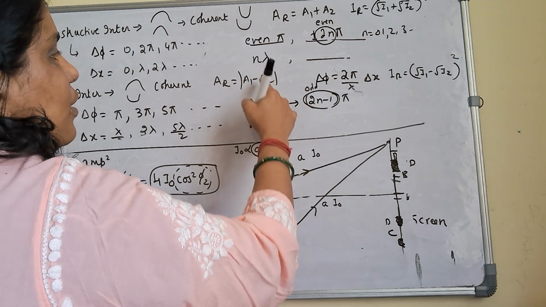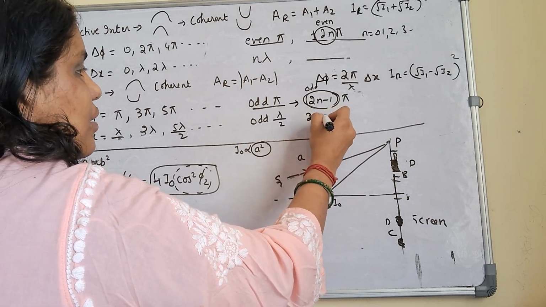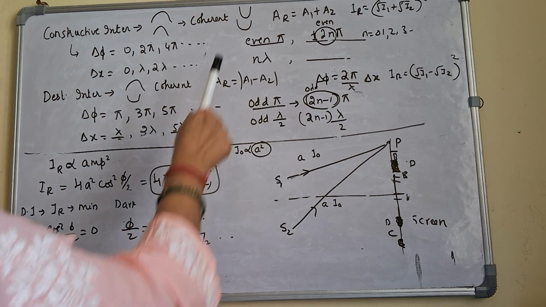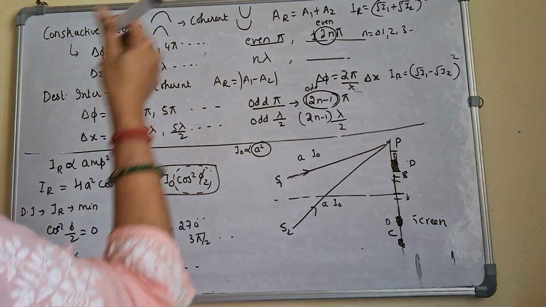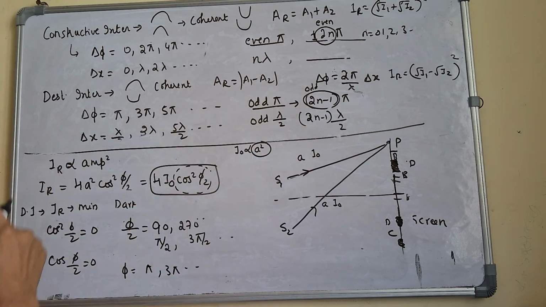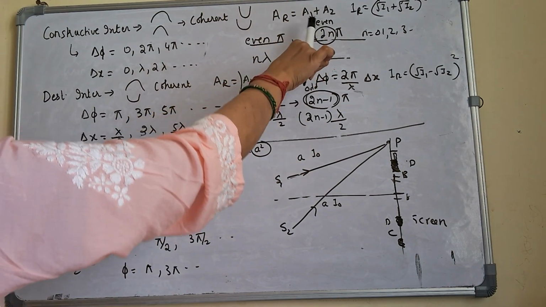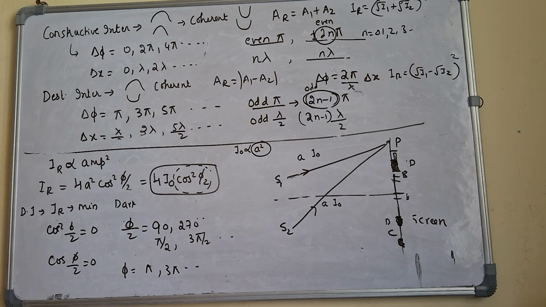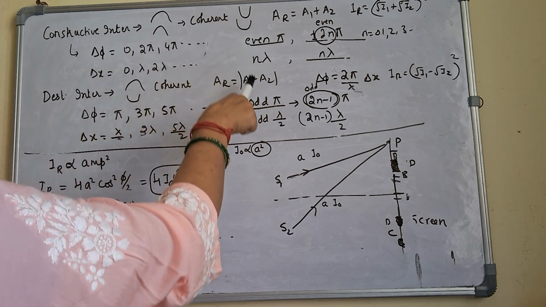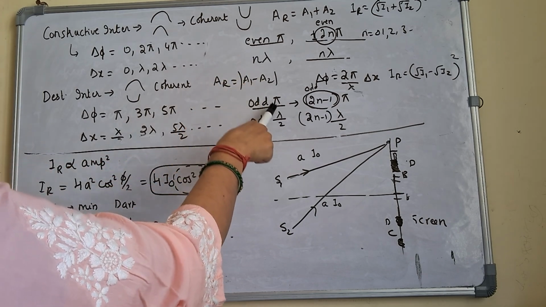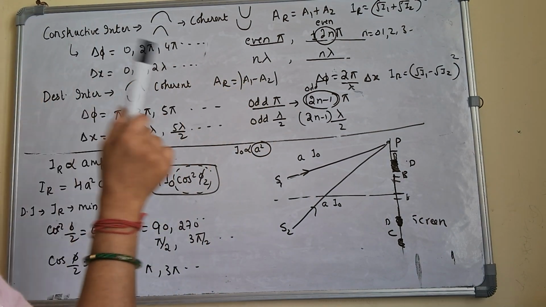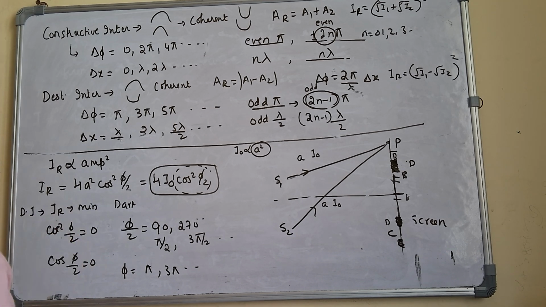So this is odd lambda by 2. You can write it as 2n minus 1 lambda by 2. Done. I prefer to remember it like this, but if in your textbook or notes it is given the other way, it doesn't matter, it is the same. Just remember even is 2n, odd is 2n minus 1. So even pi, odd pi, n lambda, odd lambda by 2. Very, very simple. This is what we call interference minimum.